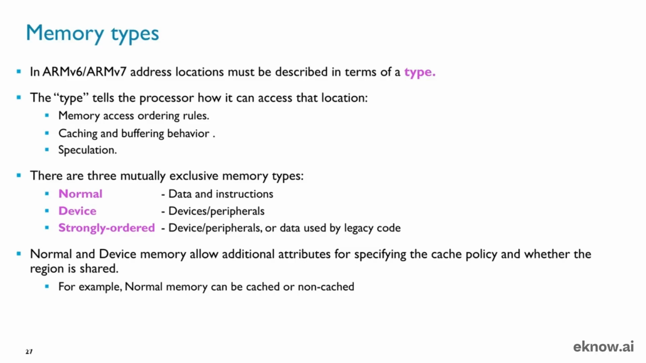To give developers more control, the normal and device types aren't just fixed settings. They allow for additional attributes. For example, you can specify the exact caching policy. And as the slide points out, you can configure a region of normal memory to be either cached or non-cached. This flexibility is key to building an efficient and reliable system. Why might you want non-cached normal memory? Perhaps for a specific data buffer that is shared directly with a DMA controller, to ensure both the CPU and the DMA controller always see the same version of the data.